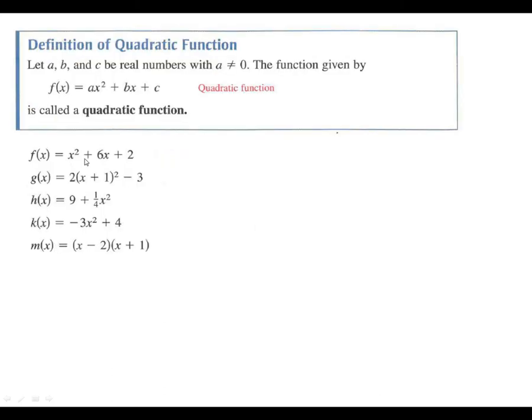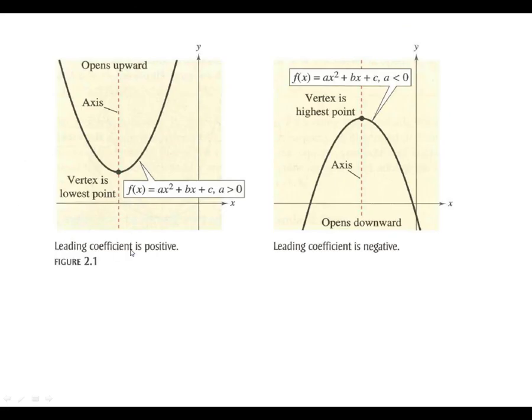But the general form looks like this, but it could be written in a bunch of different ways as long as our degree gets us to 2, which in this case, even though we don't see a 2, x times x, when we FOIL it, we will get x squared. And just a reminder, if our leading coefficient a is positive, we're going to open up. And if our leading coefficient a is negative, we're going to open down.